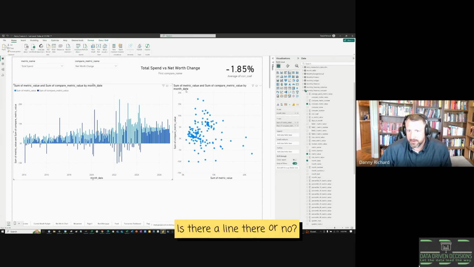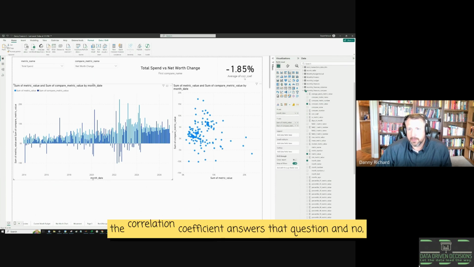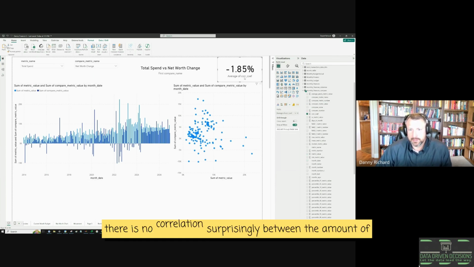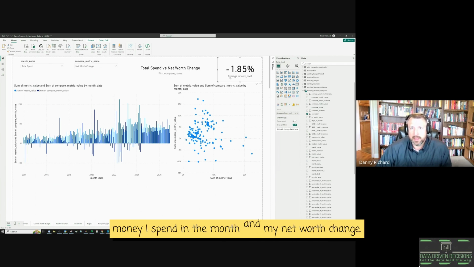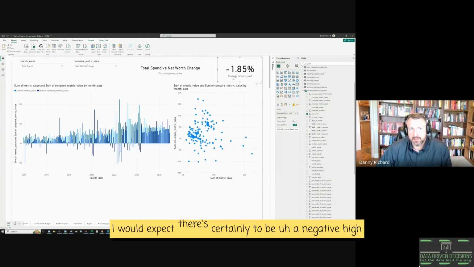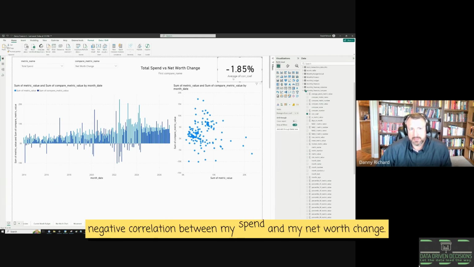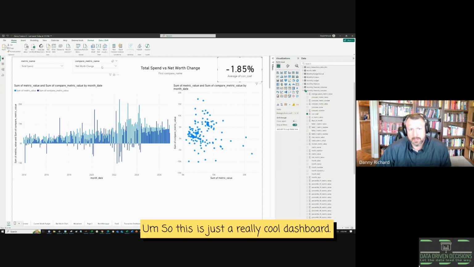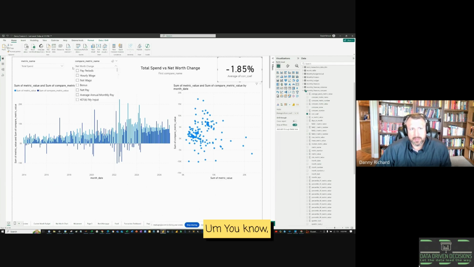Is there a line there or no? Well, the correlation coefficient answers that question. And no, there is no correlation, surprisingly, between the amount of money I spend in the month and my net worth change. That is very weird. I would expect there to certainly be a high negative correlation between my spend and my net worth change. The more I spend, the lower my net worth is. But weirdly enough, there is no correlation. So this is just a really cool dashboard.